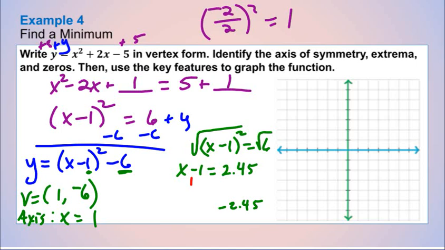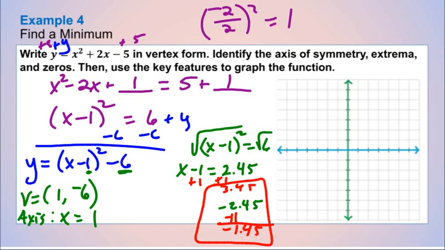All I need to do is add 1 to both sides. And now I'm left with 3.45. And negative 2.45 plus 1 gives me a negative 1.45. So my zeros are right here.